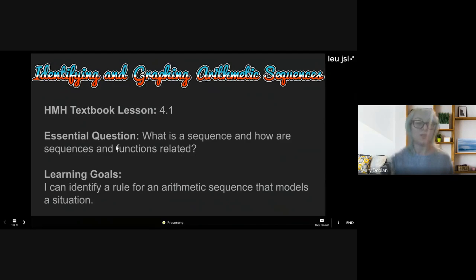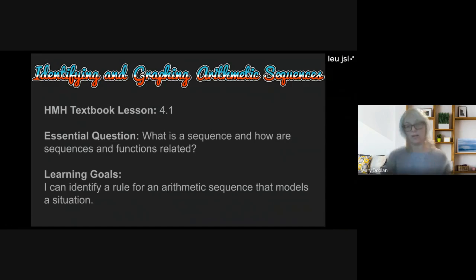Okay, so we have learned about functions before. We've learned about linear functions. We can graph those where you have an input and an output. But we're going to look at what is a sequence and then how are they similar to functions? How are they related? And your learning goal today is just, I can identify a rule for an arithmetic sequence that models a situation.